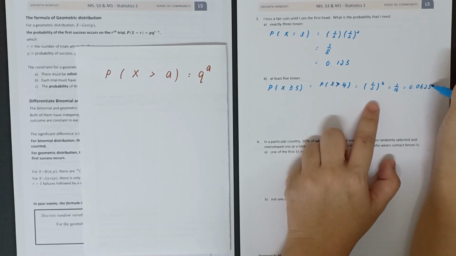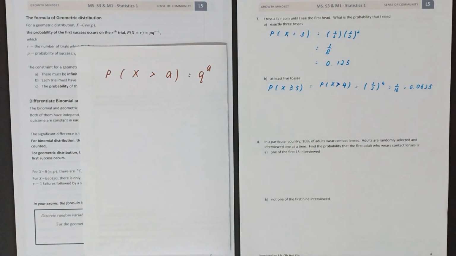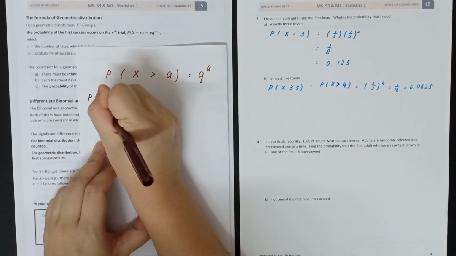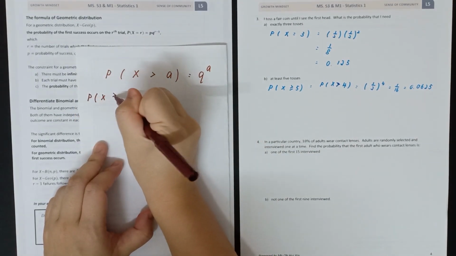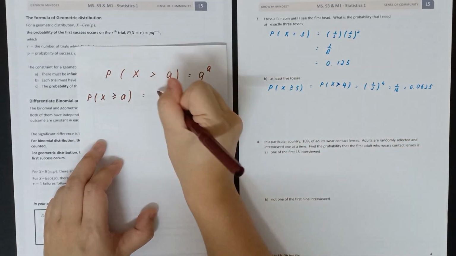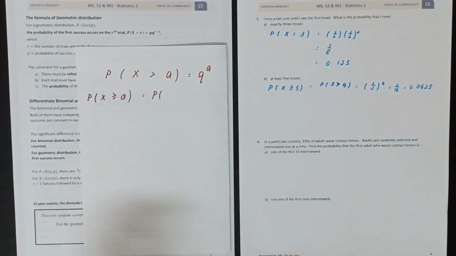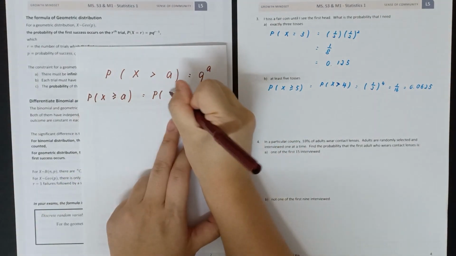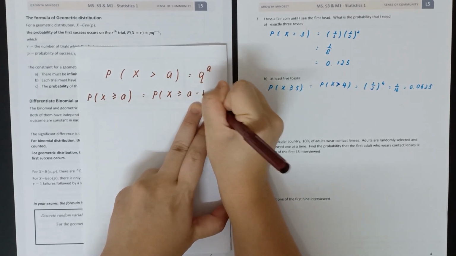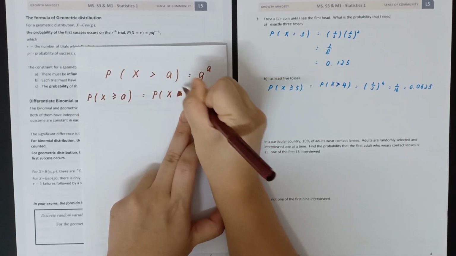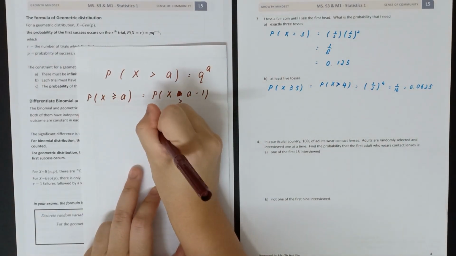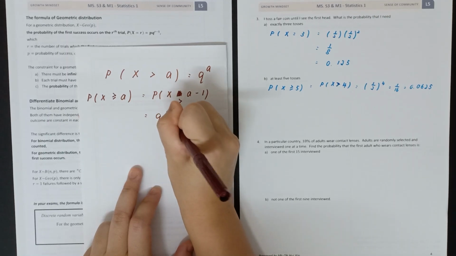which is 0.0625. Okay, so I have the other one here, which is if I have a probability for x greater than or equal to a, what I will try to do is change it to more than, so I can understand what happens. So x greater than or equal to a becomes x greater than a minus 1. Oh, I'm sorry, greater than a minus 1. Okay, then after that, what do I get? Same thing, I get q to the power of a minus 1.